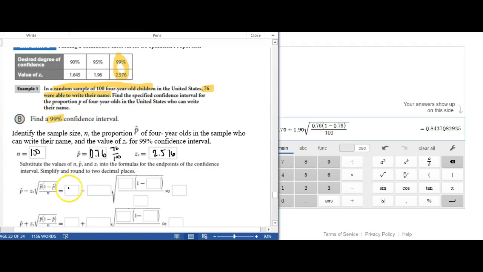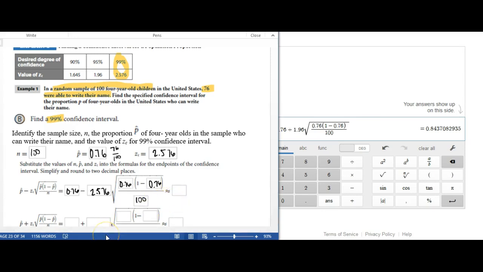So our p-value is 0.76. Well, that's our p-value. Our z-value is about 2.576. Our p-value again is 0.76 and 0.76 again. And our n value in this case is still 100. So not much has changed.